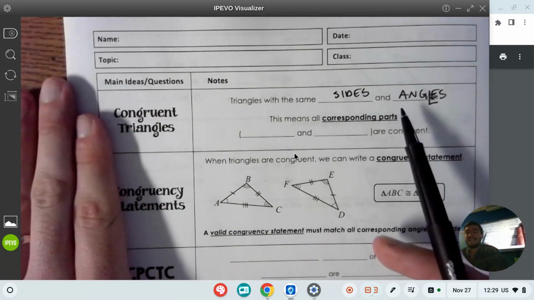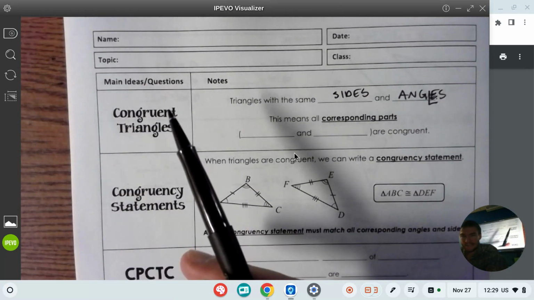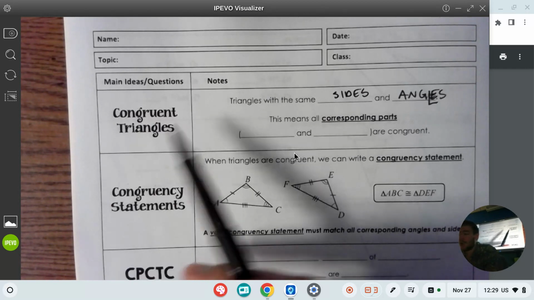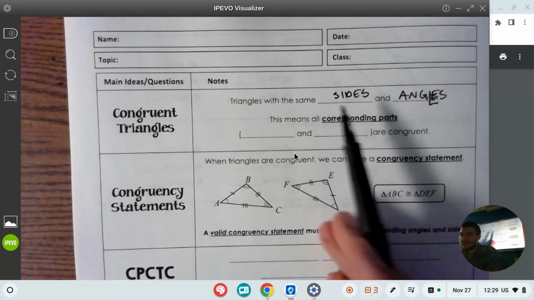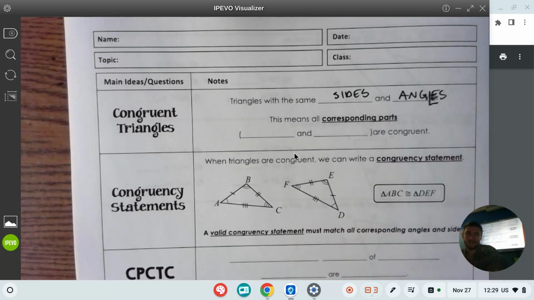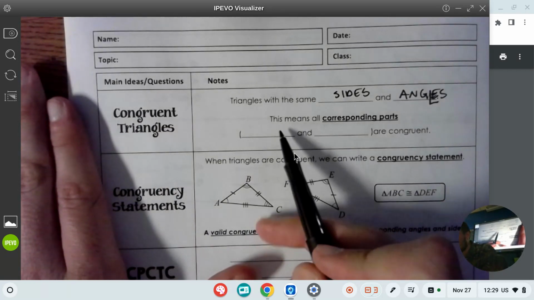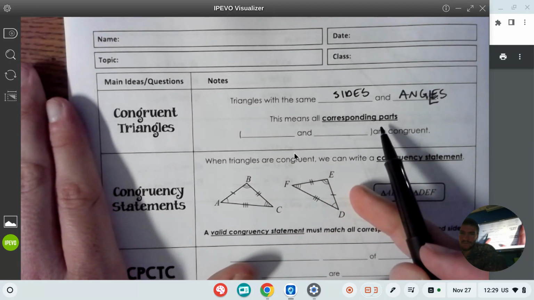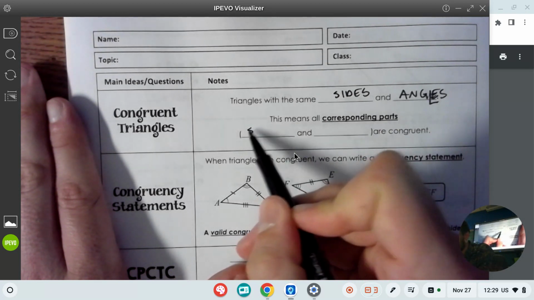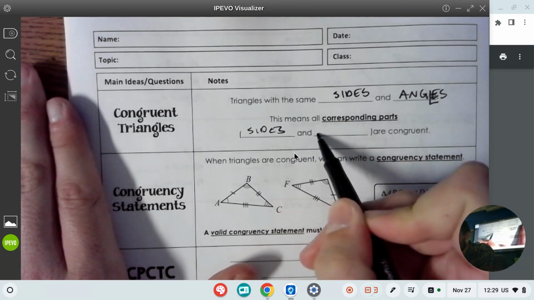Triangles. They got sides, they got angles, and importantly, they better be exactly the same, right? You better have sides that match and angles that match. You can't say that we just got the same sides or we just got the same angles. This means all corresponding parts. Sides and angles.